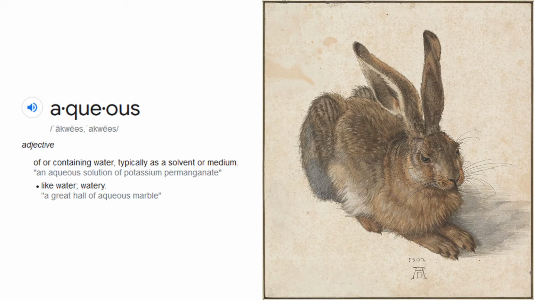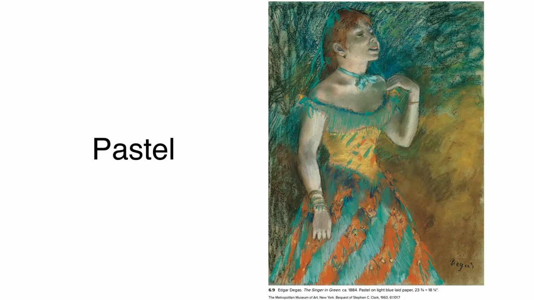So aqueous. Last chapter we learned how paints were made, different types of paints, and non-aqueous paints such as encaustic, fresco, and oil paint. So in this chapter we will focus on aqueous paints such as watercolor, gouache, and other similar aqueous media. First, we're going to talk about the pastel.